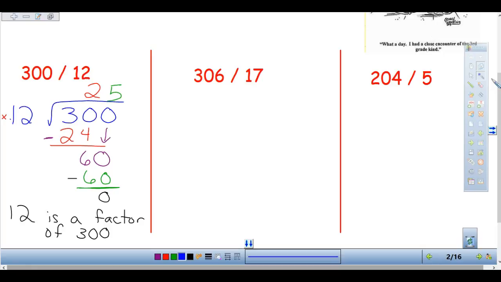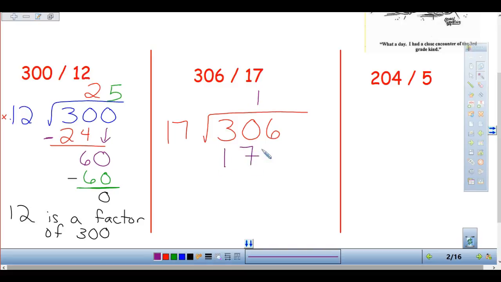Okay? Let's try one more here. So let's put 17 on the outside. And then we have 306. Does 17 go into 3? No. So we go to the next one. Does 17 go into 30? Yes. How many? 1.